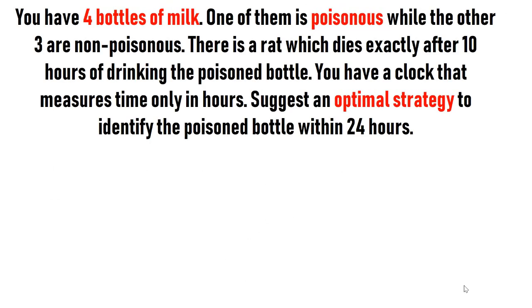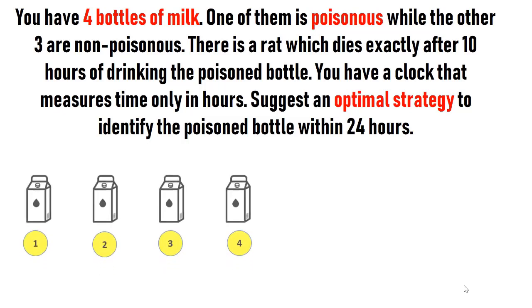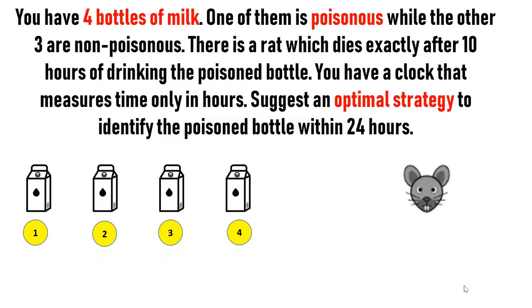You have 4 bottles of milk. One of them is poisonous, while the other 3 are non-poisonous. There is a rat which dies exactly after 10 hours of drinking the poison bottle. You have a clock that measures time only in hours. Suggest an optimal strategy to identify the poisoned bottle within 24 hours.